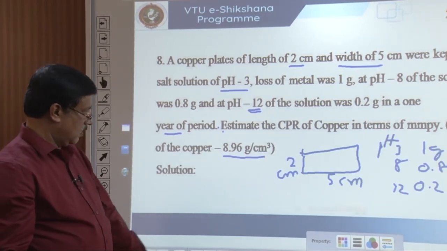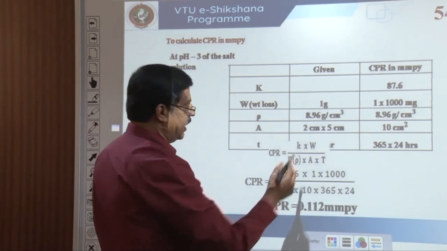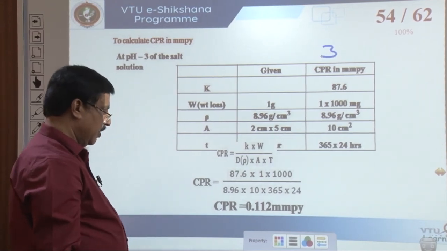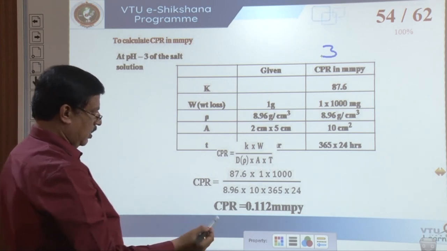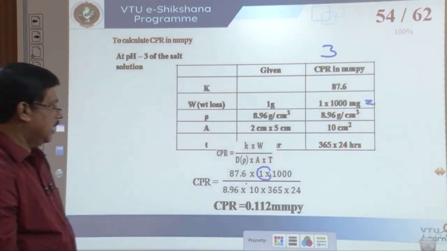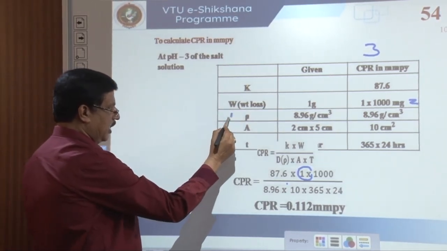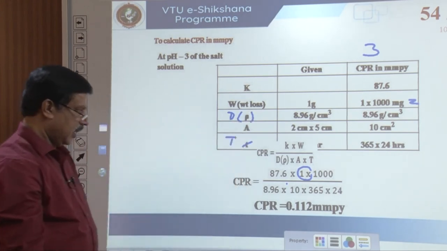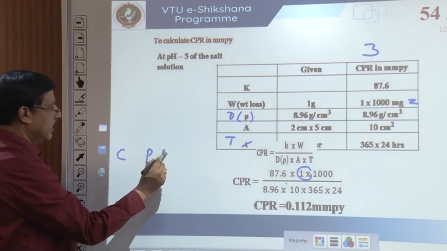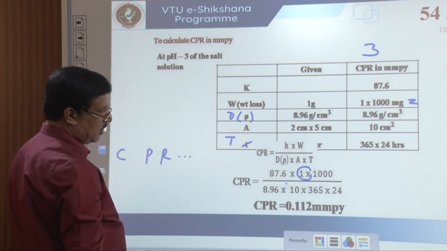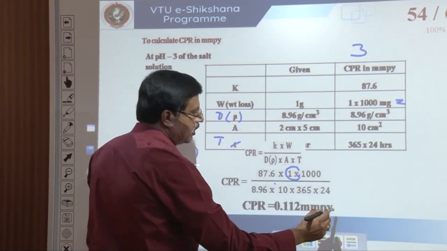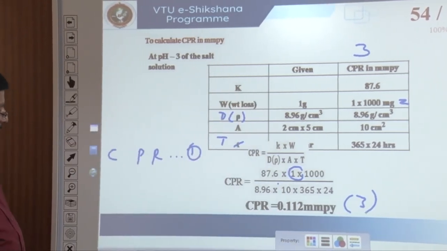Now, for the first one, 87.6 into 1 gram at pH 3. 1 into 1000, that is 1000 milligram, and the density 8.96, D of rho, and this is T. 10 into this, you will get 0.112 millimeter per year. But you have to write corrosion penetration rate is equal to this much into so on, in terms of millimeter per year; this gets a mark, and substituting the values you get 0.112 millimeter per year at pH 3, the acidic medium.